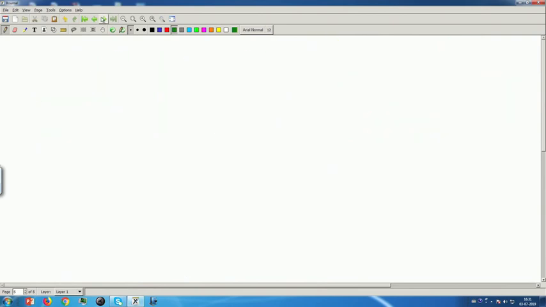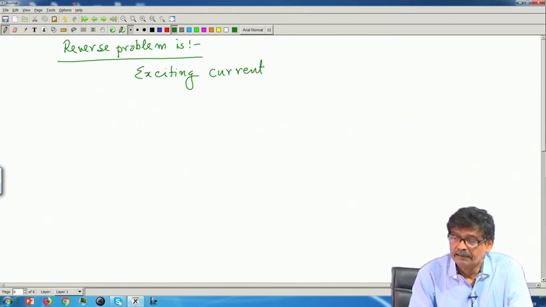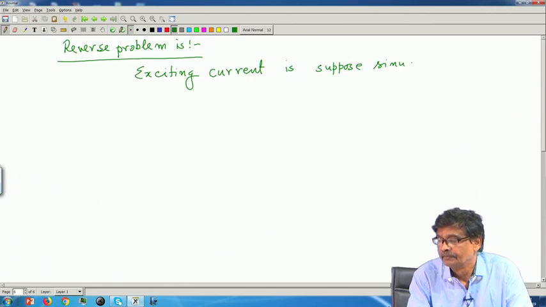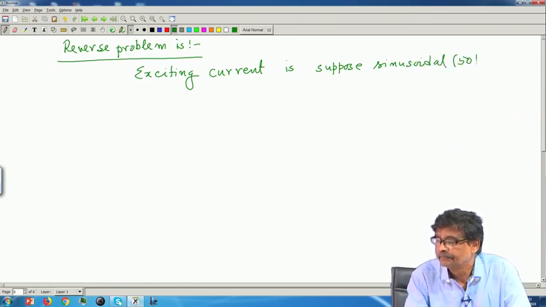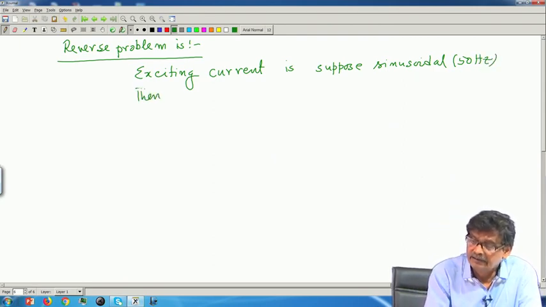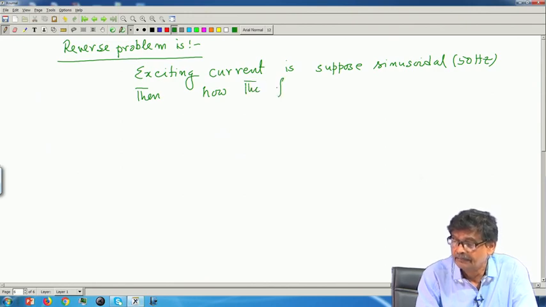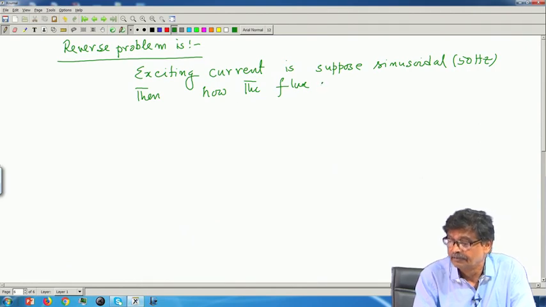The reverse problem is that the exciting current is, suppose, sinusoidal, of one frequency, say 50 hertz, then how will the flux look like?